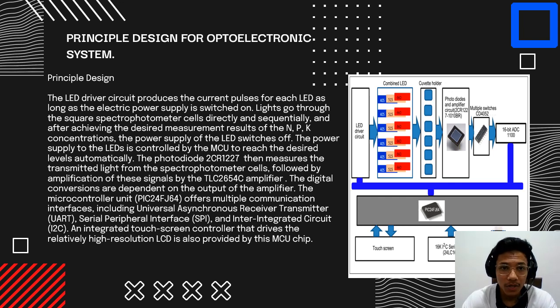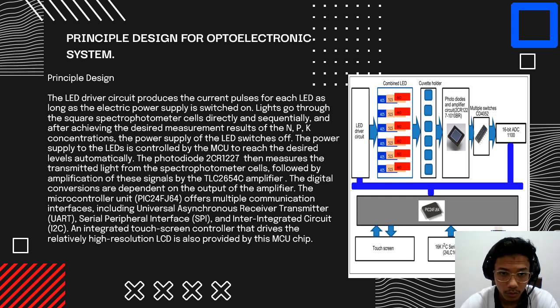Okay, now let's talk about the principal design for the optoelectronic system. The LED driver circuit produces the current pulse for each LED as long as the electric power supply is switched on. The lights go through the square spectrophotometer cells directly and sequentially, and after achieving the desired measurement result of the NPK concentration, the power supply to the LED is switched off. The power supply to the LED is controlled by the MCU to reach the desired level automatically.